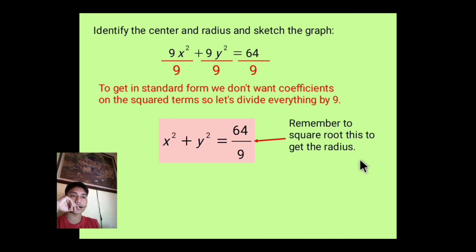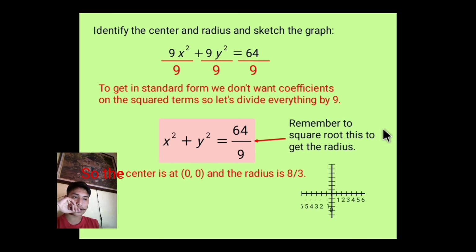Remember to square root this to get the radius. Square root of 64 is 8, then square root of 9 is 3. So the center is at (0, 0) and the radius is 8/3.